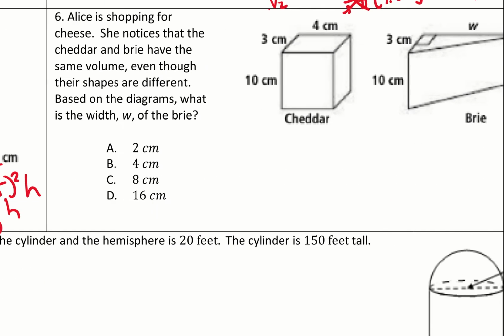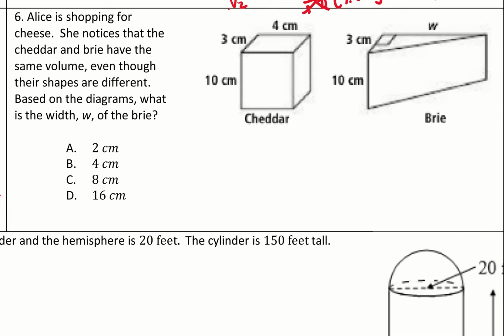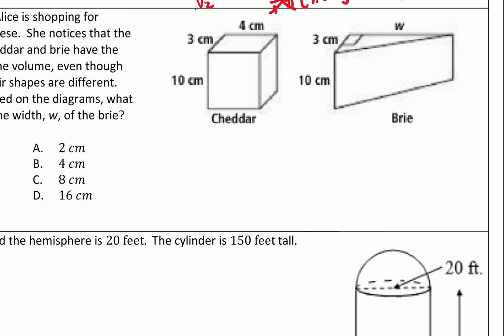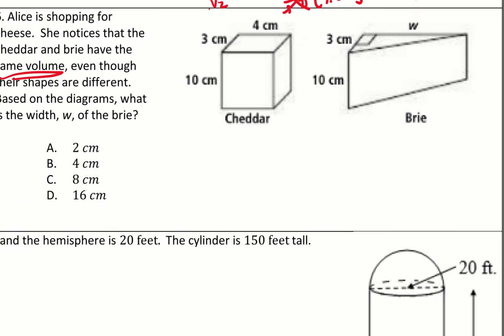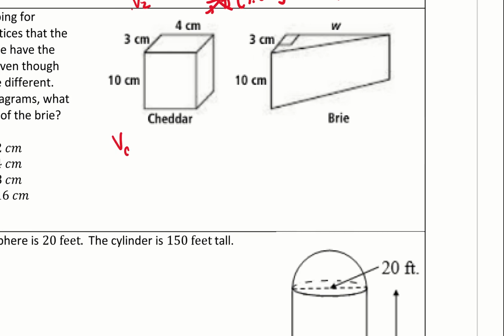All right, number 6. Alex is shopping for cheese. She noticed that the cheddar and brie have the same volume, even though their shapes are different. Based on the diagrams, what is the width W of the brie cheese? Okay, so it says they have the same volume, but their shapes are different. So the volume of the cheddar is equal to the volume of the brie cheese.